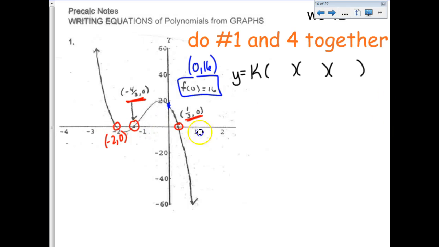There's a couple of different answers, but what would be a factor that would produce an x-intercept at -2? X plus 2, very good. And then here, you can say x plus 4/3. There's other things you could say here, guys, but for now, let's just say x plus 4/3. And then for this last one, let's call it x minus 1/3.